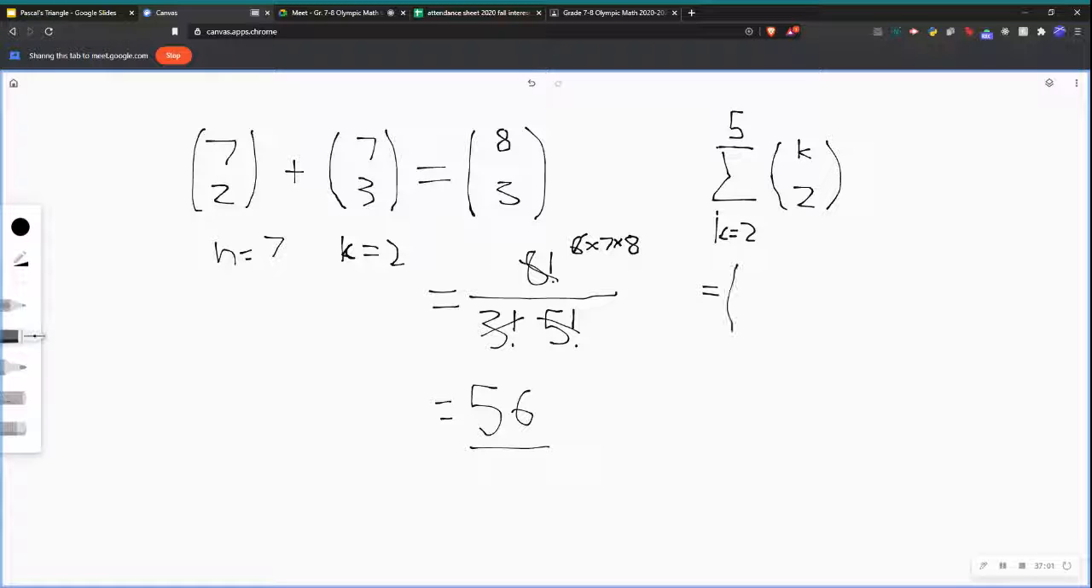And if you want to expand that out, it'll look like this: 2 choose 2 plus 3 choose 2. So we're incrementing the k value, the top value, by 1 each time. And then we're just adding this up. 4 choose 2. I just want to help you guys familiarize yourself with this sum notation, so you can use it in the future.